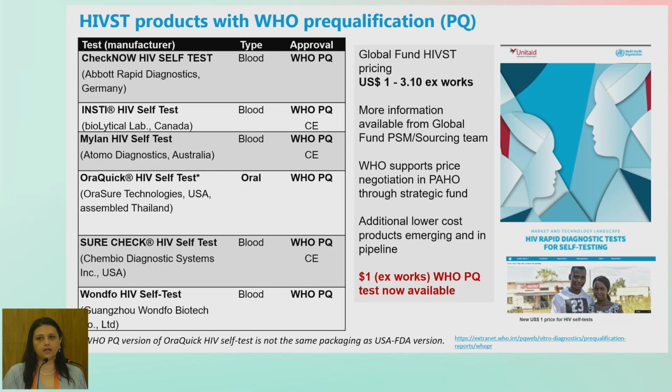There are 6 self-test kits that have been pre-qualified by WHO, which is 1 oral self-test kit and 5 blood-based test kits. The lowest that we have right now is a blood-based test kit, which is available for $1, which is the cheapest that we have right now, and which can be ordered or accessible in your country.